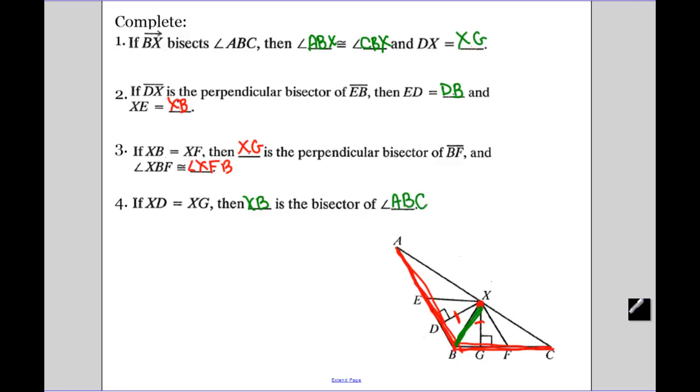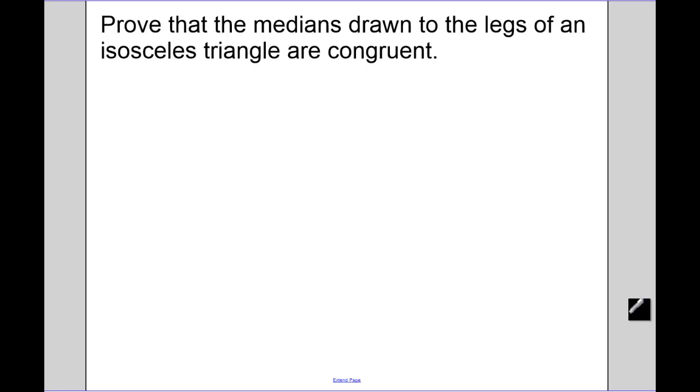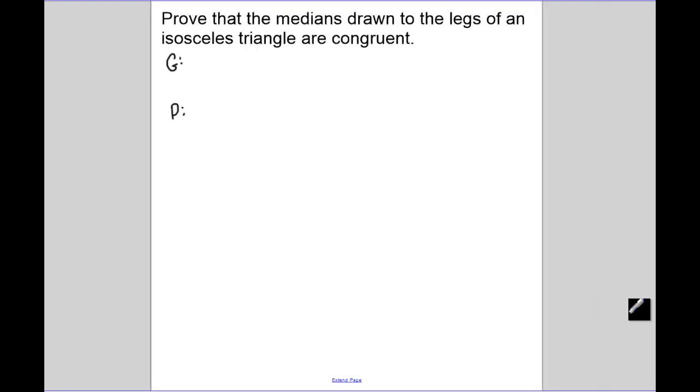Because my perpendicular segment from X was equidistant from the two edges of our angle. Okay, last example, and this is a proof. Prove the medians drawn to the legs of an isosceles triangle are congruent. So I have a given, I'm going to have a prove, and I'm going to extend my page because we're going to need a lot of space for our proof.